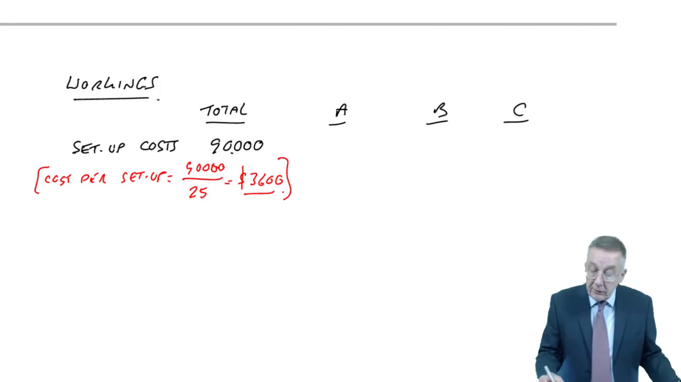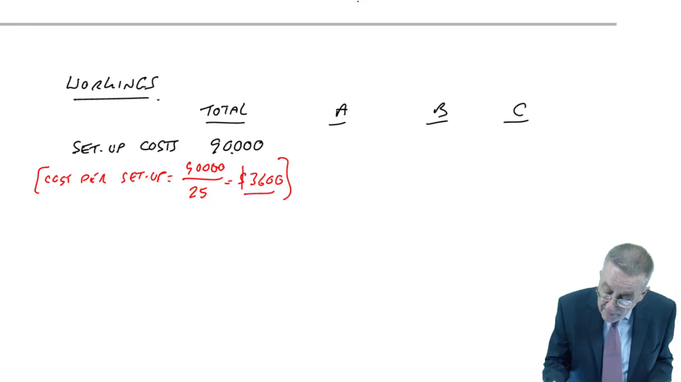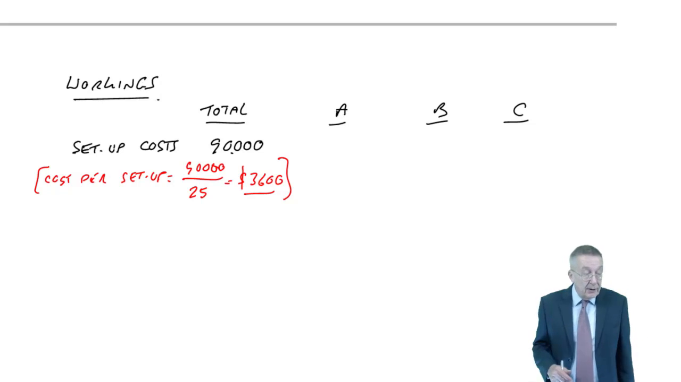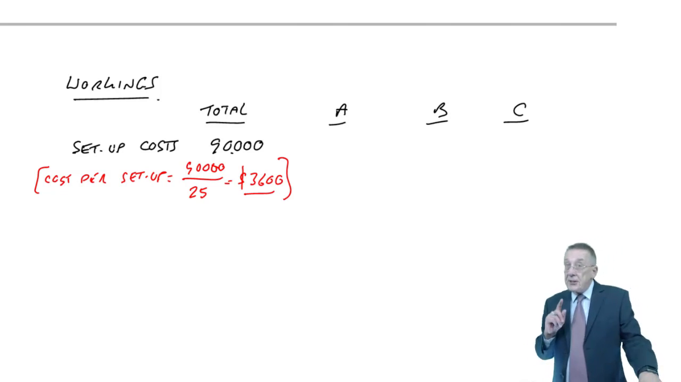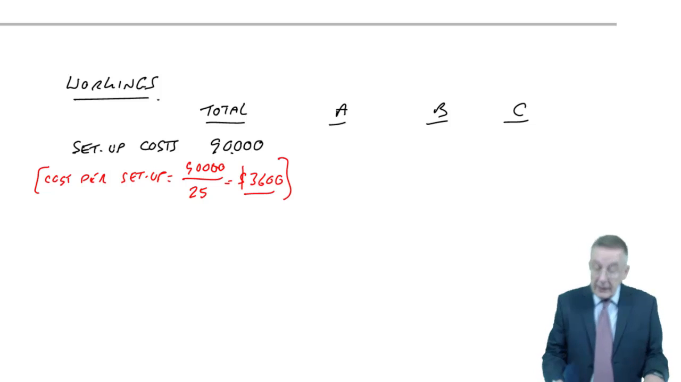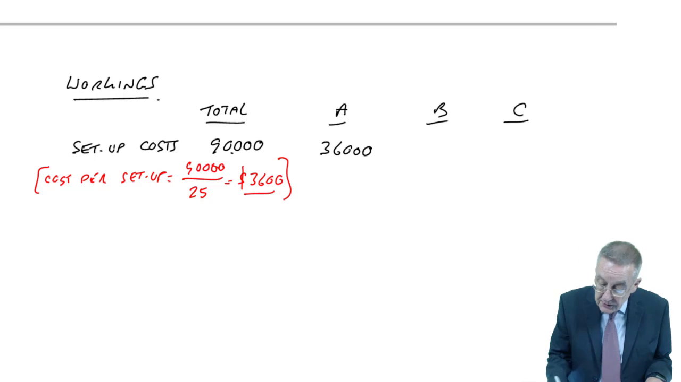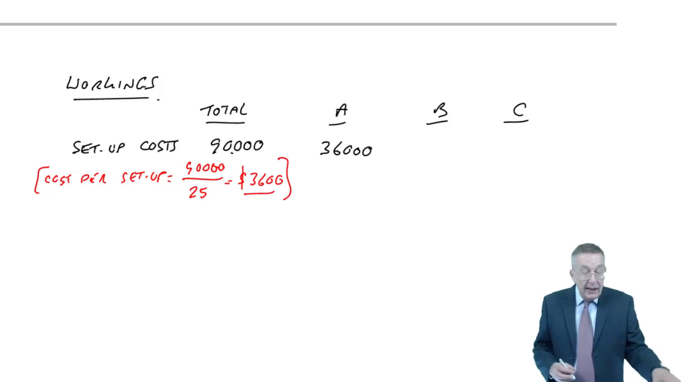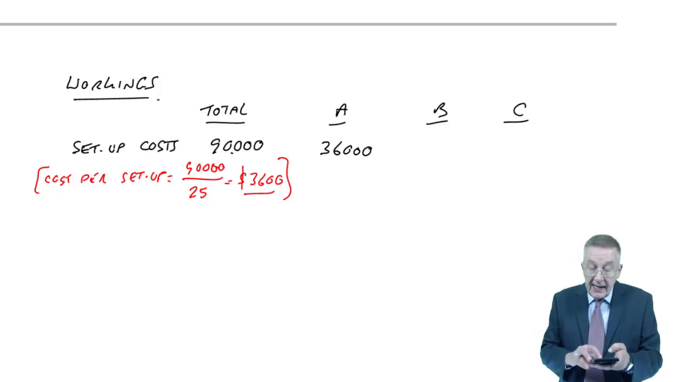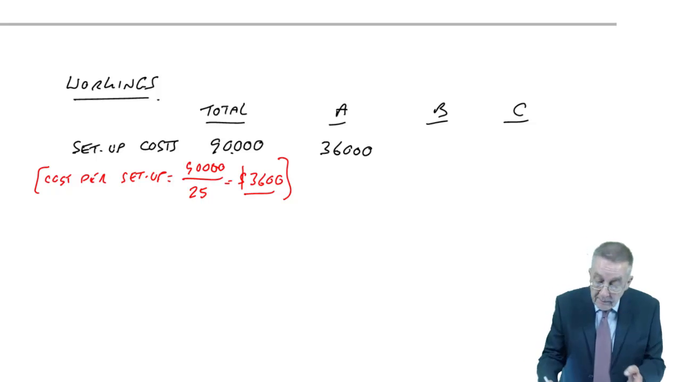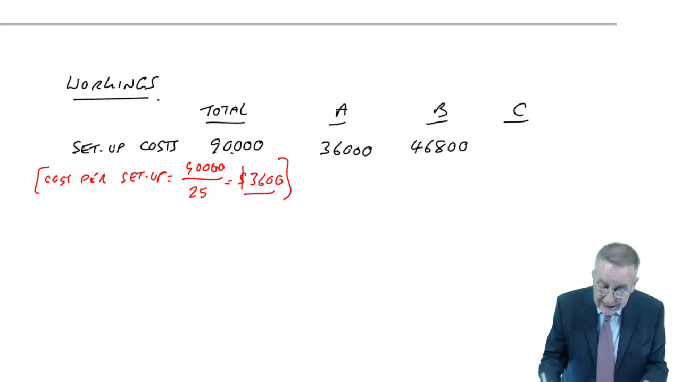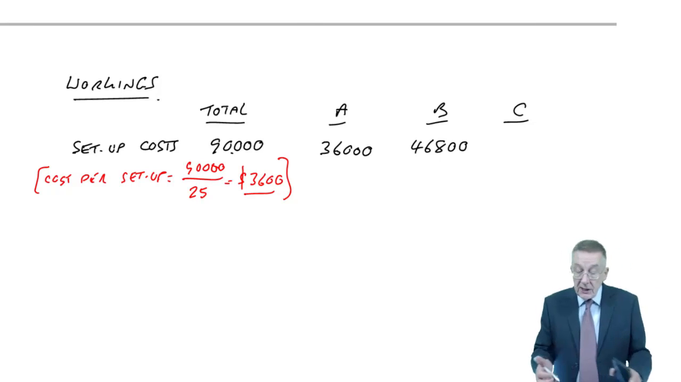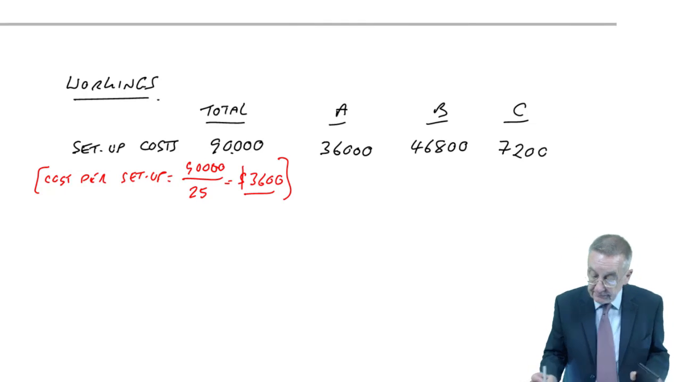And now let's charge it to the three products based on the number of times we're setting up for each of them. So A needs 10 setups, and at 3,600 each time, that's 36,000. We'll give to A. Similarly, B needs 13 setups, so 13 at 3,600 each time is 46,800. And finally, C needs 2 setups. Well, at 3,600 each time, that's 7,200.